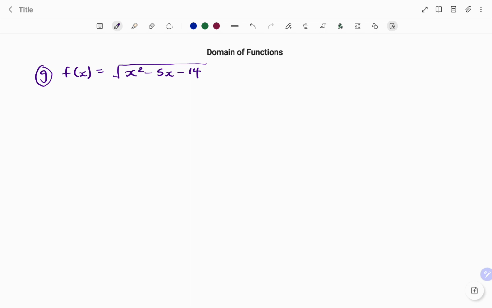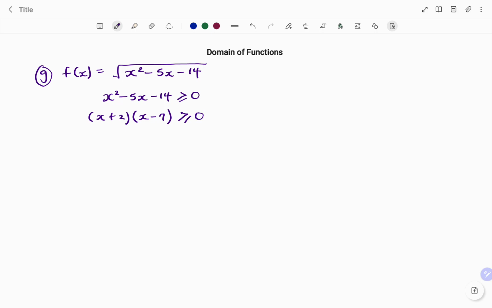So therefore, I have x squared. If I have a negative number under my root, I'll make that undefined. So I have x squared minus 5x minus 14 must be greater or equal to 0. If I solve that, I have x plus 2, x minus 7, factorizing my left-hand side, must be greater or equal to 0.